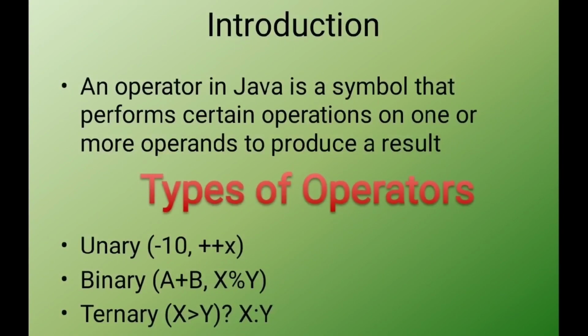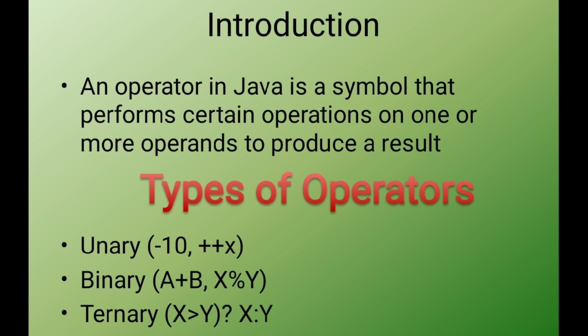Mostly we have three types of operators: unary operator, binary operator and ternary operator. A unary operator takes one operand, like -10 or ++x. -10 indicates you have to decrement the value of 10, and ++x indicates that you have to increment the value of x. These operators are mostly used whenever you are performing iterations in your programming.